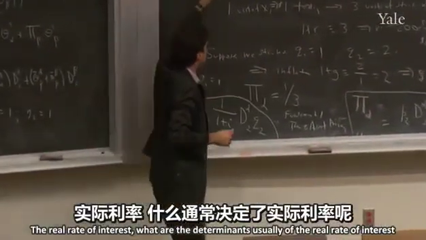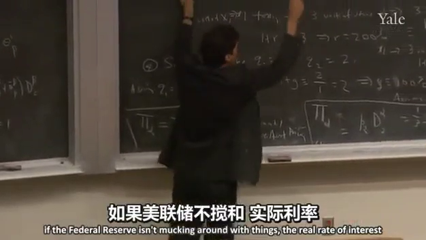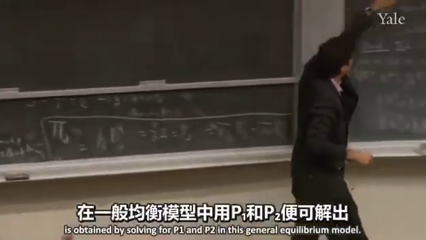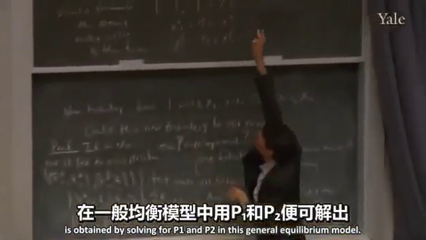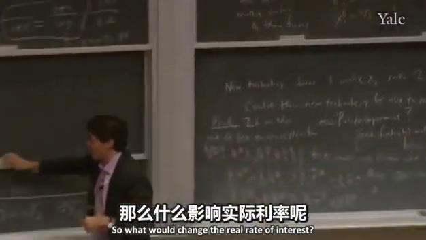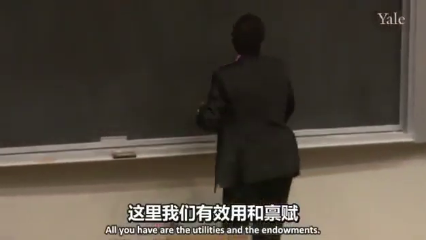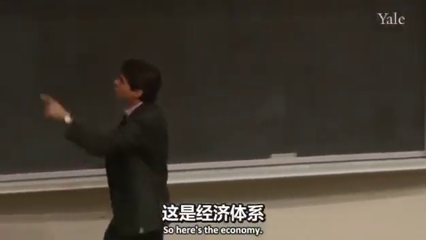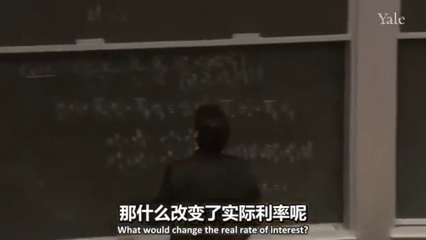What are the determinants usually of the real rate of interest if the Federal Reserve isn't mucking around with things? The real rate of interest is obtained by solving for P1 and P2 in this general equilibrium model. So what would change the real rate of interest? All you have are the utilities and the endowments. So here's the economy. What would change the real rate of interest?